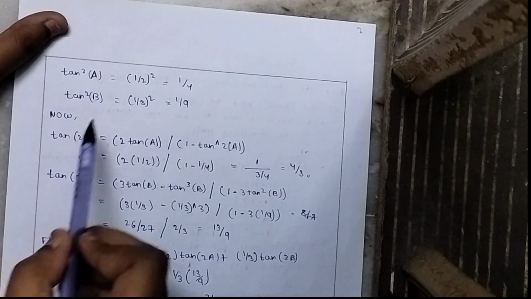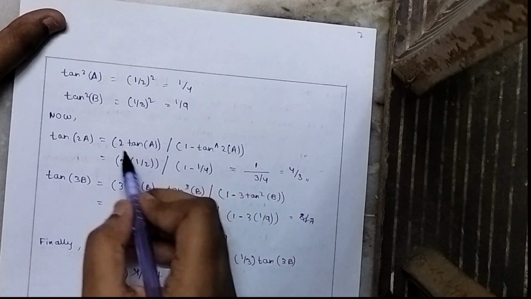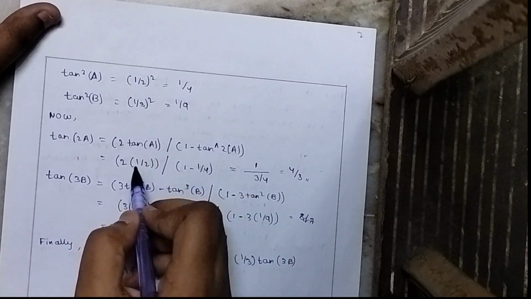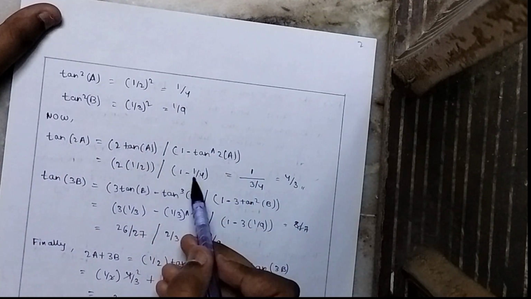Now substituting these two values, tan 2A, 2 tan A by 1 minus tan square A. 2 into tan A value, 1 by 2, by 1 minus tan square A. Tan square value is 1 by 4. So 2 into 1 by 2 by 1 minus 1 by 4.